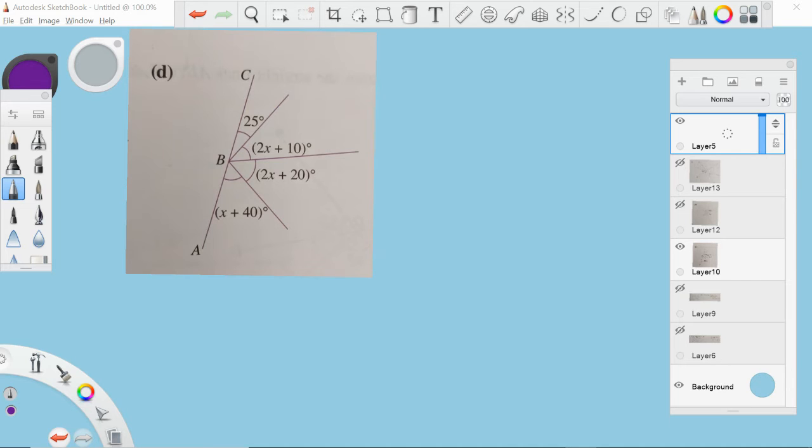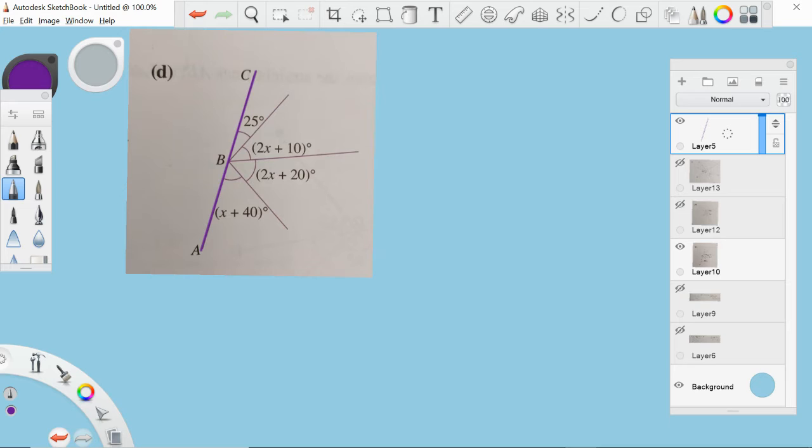This is going to be 13D, I believe. What we have here is a straight line. They tell you in the problem that AC is a straight line. We have to make the connection that all four of these angles form a straight line when you add them together. That means these four angles add up to equal 180 degrees. So we're just going to go ahead and add them.